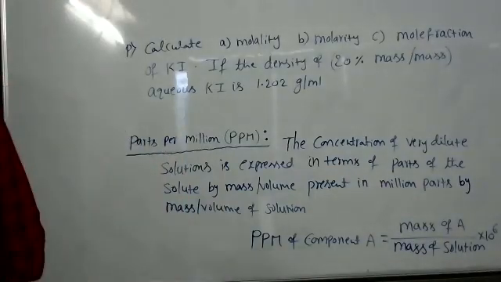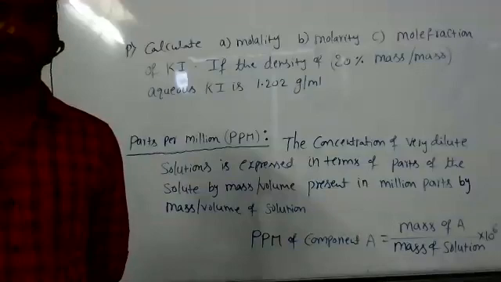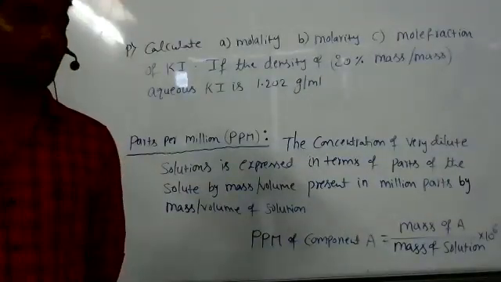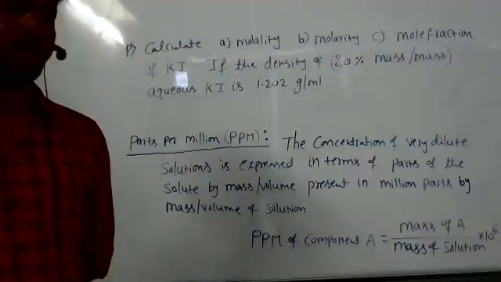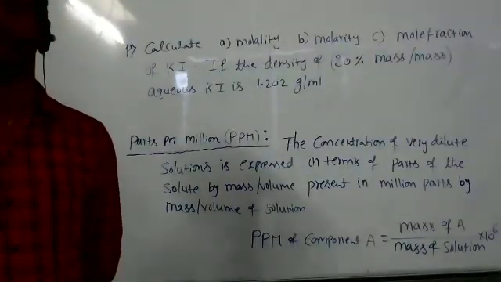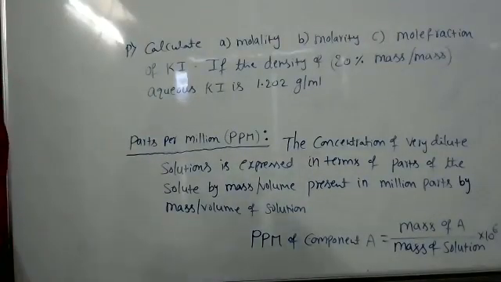But shouldn't it be mass by volume? Not mass by volume, it is mass by mass. If it were mass by volume, it would mean 20 grams of KI is present in 100 ml of water. Here it is given as mass by mass only, so consider both in grams.